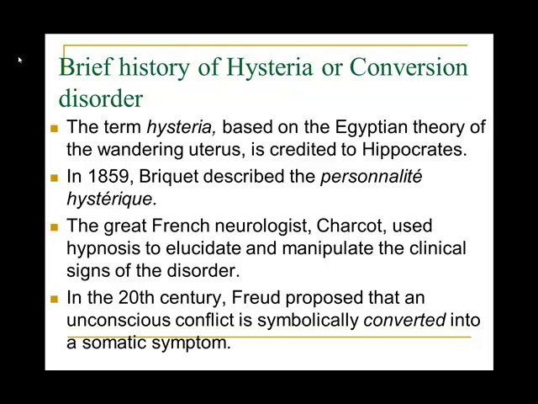Conversion disorder was formerly known as hysteria and has been around quite a long time. The term hysteria was based on the Egyptian theory of the wandering uterus, which was credited to Hippocrates. And in 1859, Briquet used that term to describe the hysterical personality. And then the great French neurologist, Charcot, used hypnosis to elucidate and manipulate the clinical signs of the disorder. And in the 20th century, Freud proposed that an unconscious conflict is symbolically converted into a somatic symptom, whereby the term conversion disorder started.